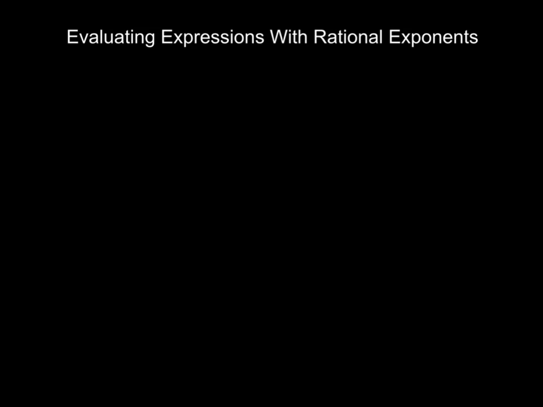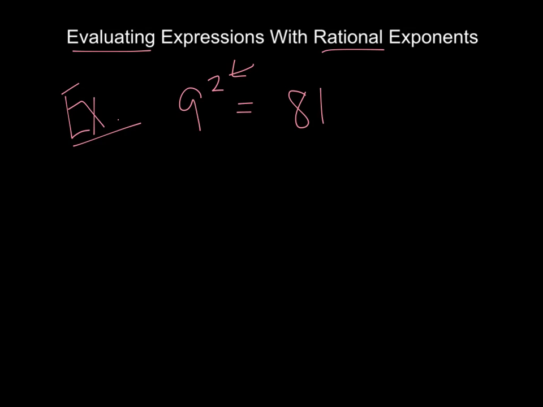So in this video we're going to work on evaluating expressions with rational exponents. And we've already looked at rational exponents a little bit. We know that our rational numbers are our whole numbers, positive and negative, and fractions. So we've looked at things like 9 squared. Our 9 is being raised to a rational exponent. And we know 9 squared is 9 times 9, or 81.